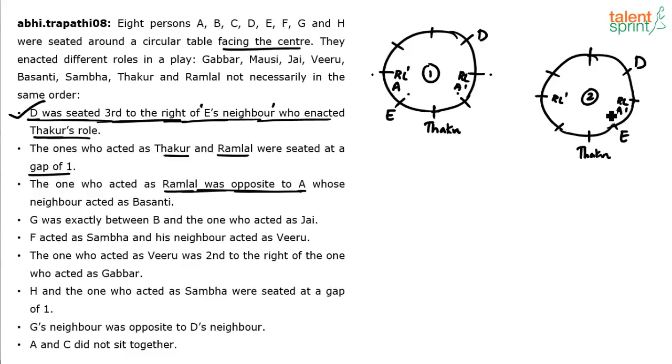So RL dash and A dash is one pair, or RL and A is the other pair. You getting it? Ramlal opposite A, Ramlal opposite A. So RL dash A dash is one pair, or RL A is the other pair. Similarly in case 1 also, these are the 2 pairs.